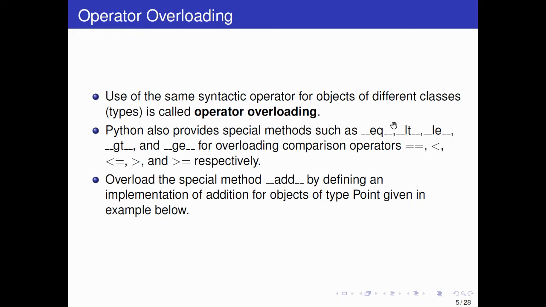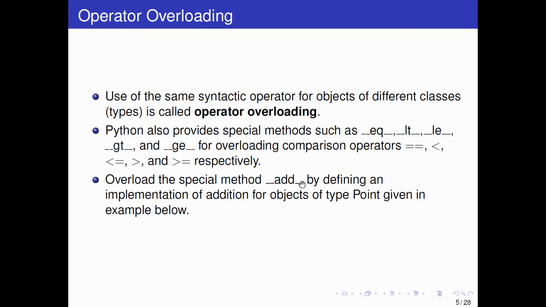We have seen this example, double underscore eq. It's for equality, less than equal to, greater than equal to. This is for overloading comparison operators. We use this for double equality comparison, and this is less than equal to and greater than equal to.